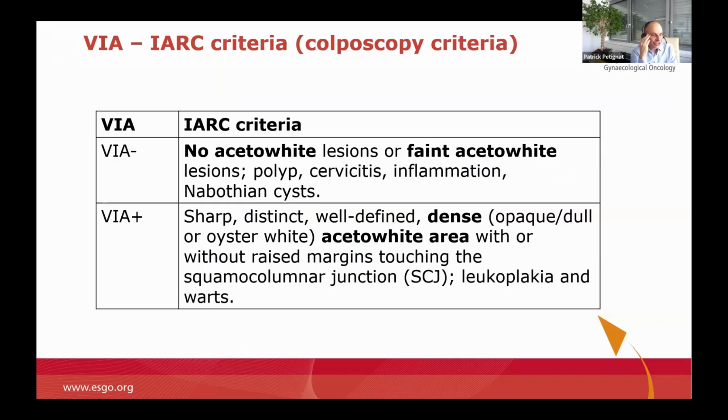At the beginning, we used the IARC criteria. As you know, the IARC criteria for VIA come from colposcopy. They worked a lot at the beginning of the 2000s on the criteria of VIA, but it's quite similar to colposcopy. No acetowhite or faint acetowhite is negative, and if it is dense, opaque, dull white, it is positive.